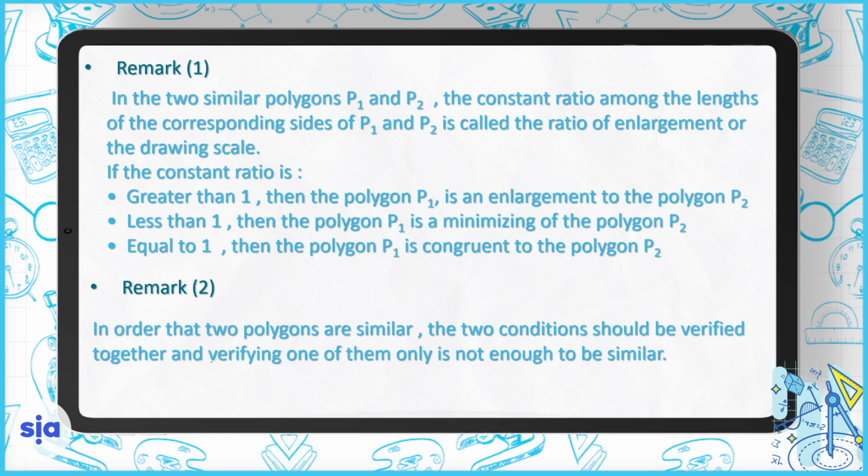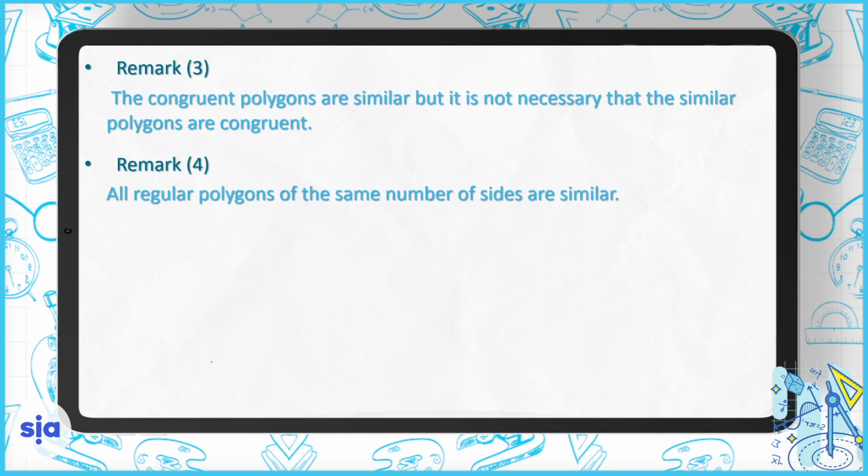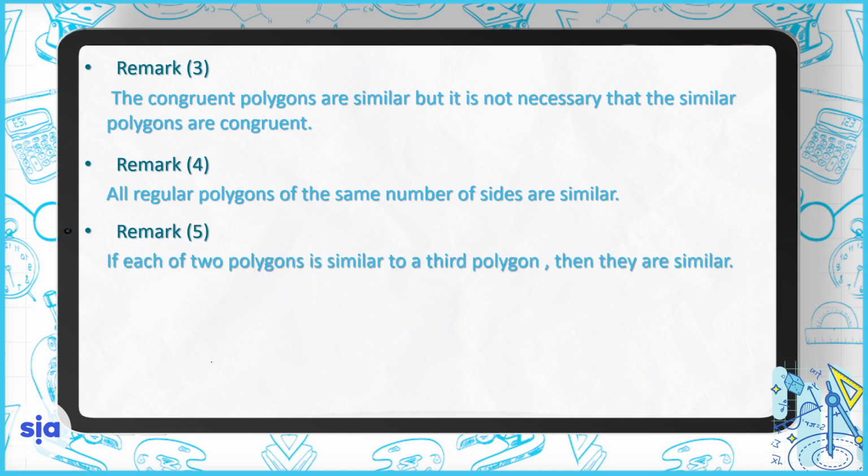Remark number 2. In order for two polygons to be similar, the two conditions should be verified together, and verifying only one of them is not enough. Remark number 3. Congruent polygons are similar, but it's not necessary that similar polygons are congruent. Remark number 4. All regular polygons of the same number of sides are similar. Remark number 5. If each of two polygons is similar to a third polygon, then they are all similar.